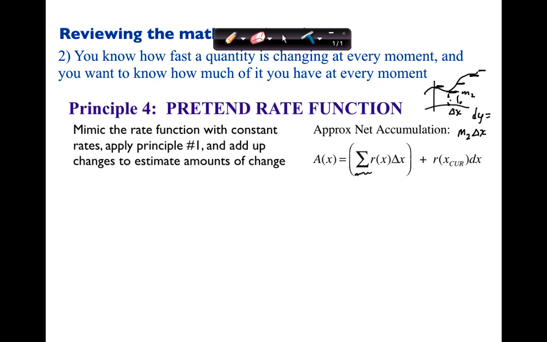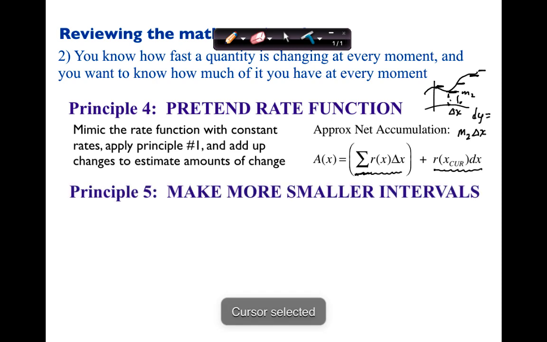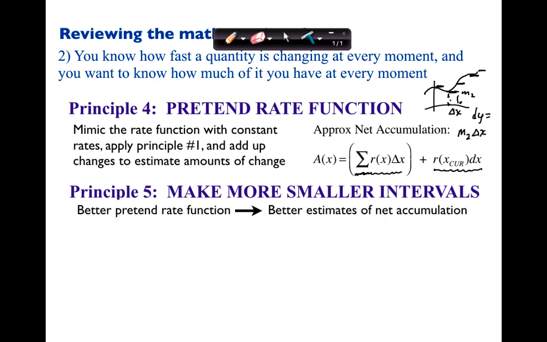Okay, so then we said that there was the sum of all those changes in y from the completed intervals and a little bit more change from the current interval that's not completed yet. Cool. All right. And then the next one was make more smaller intervals, right? More smaller intervals means a better rate function and a better net accumulation function.